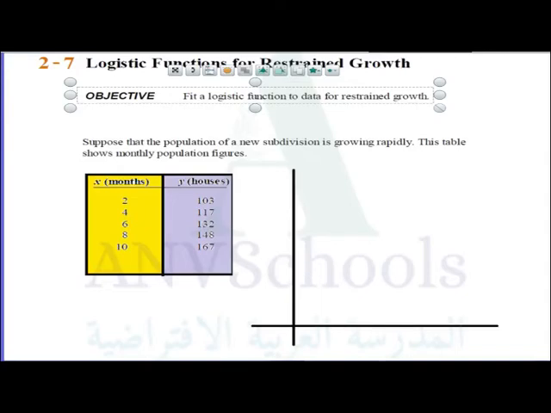Welcome to Logistic Functions for Restrained Growth. Our objective for this lesson is to fit a logistic function to data with restrained growth. So first of all, the key words here are logistic function and restrained growth.